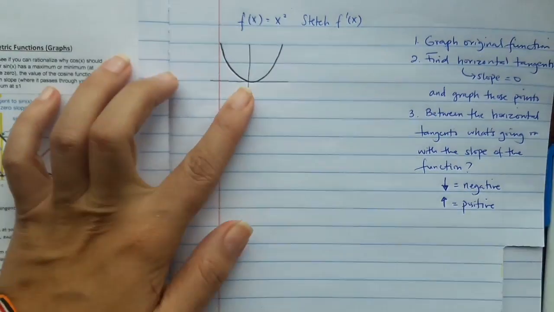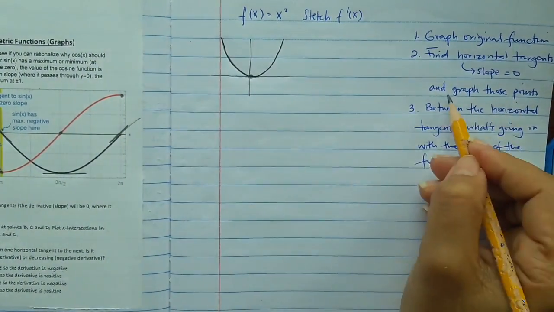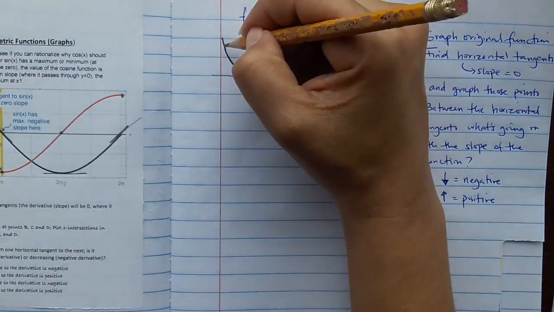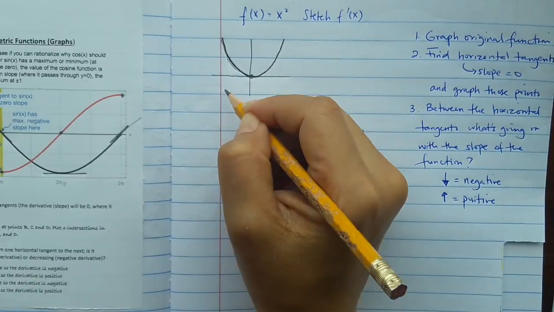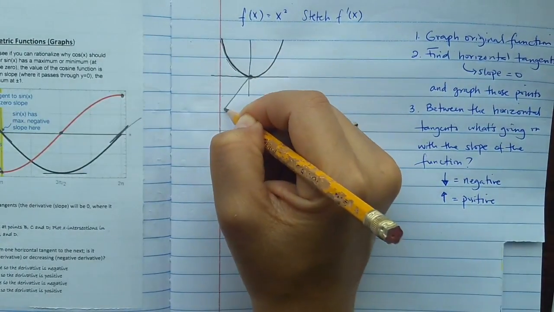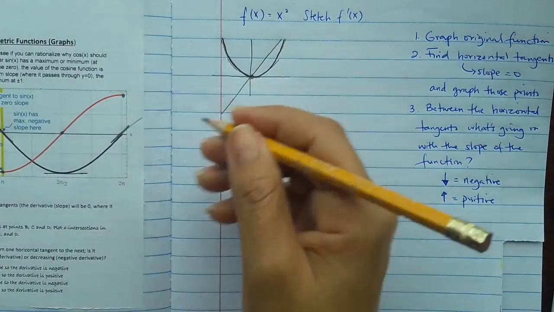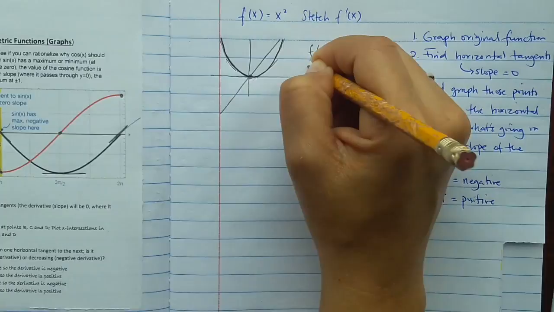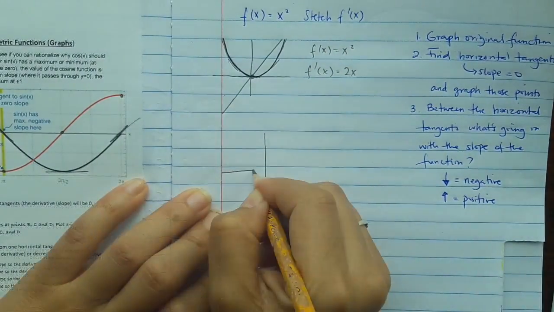Alright, so let's actually apply that. Okay, so let's find the horizontal tangents right there. So that means it goes to the point 0, 0. And then let's take a look at what's happening. All these tangents are decreasing, which means it's negative. So it would be a negative value. And then after that point, all these tangents are increasing, so it'll be a positive. And that's pretty much it. And that makes sense because we know the derivative of x squared is 2x, which is a straight line.